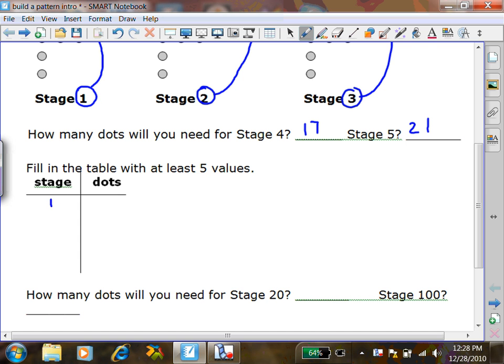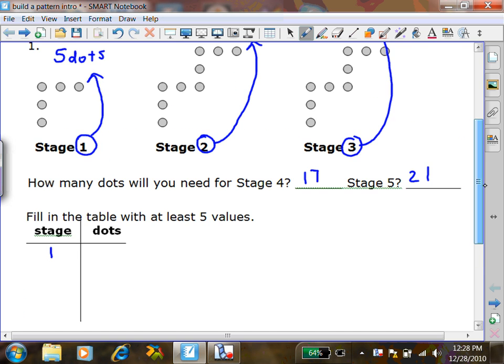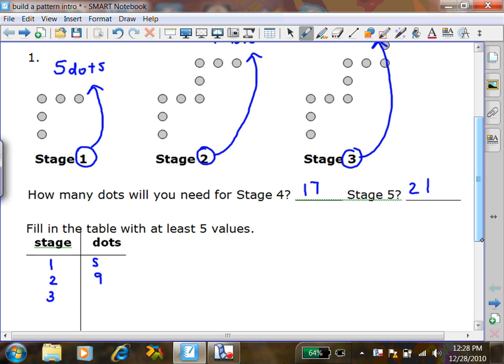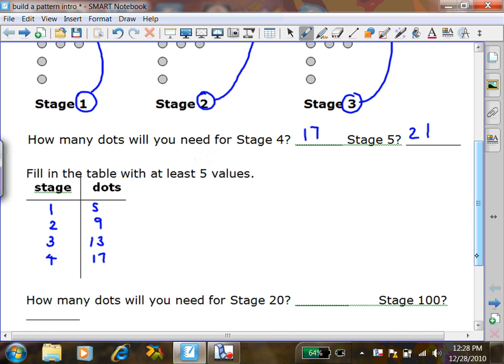We had stage 1 had 5 dots. Stage 2 had 9 dots. Stage 3, we had 13, I believe, yes, 13 dots. Stage 4, we calculated 17 dots. And then the last one, stage 5, was 21 dots.